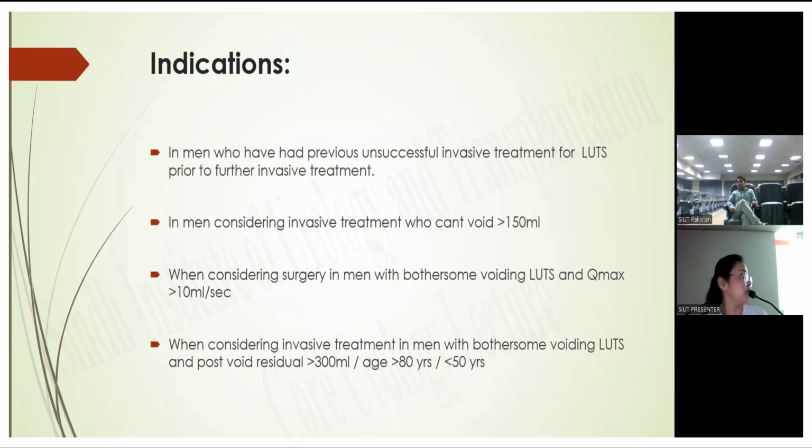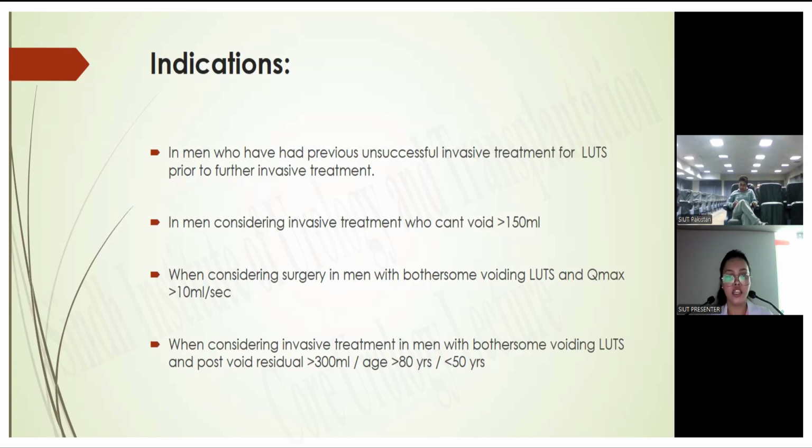So this point is very important. For example, if you have performed a TURP on a patient, and after TURP the patient is unable to void or his voiding is not successful, and you are planning another invasive treatment for that patient, you must have the urodynamic study prior to that, because in urodynamic study, you can see if the bladder is underactive, or if the bladder is atonic, or if it is a small capacity bladder. So in this scenario, the urodynamic study can help you vastly before going to another invasive treatment.